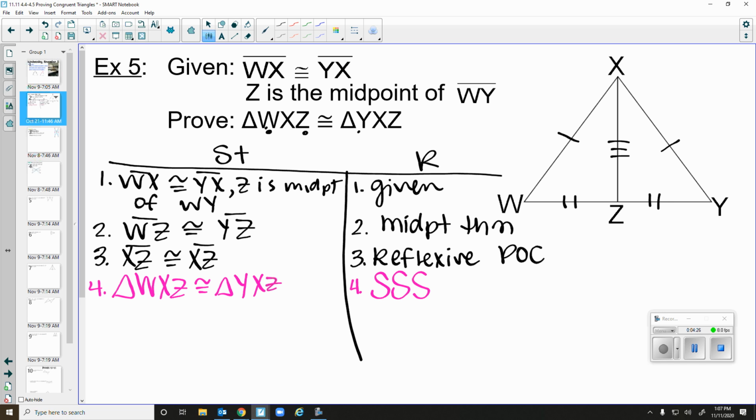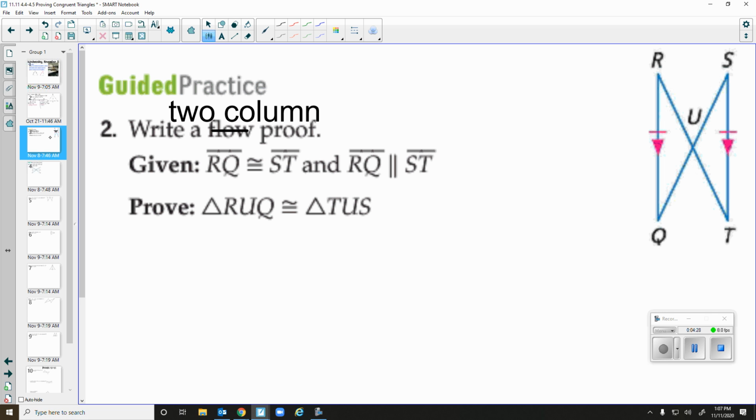Okay, let's look at the next one. Next one says 2-column proof. It's crossed out flow proof. We will get to flow proofs eventually in here. We'll spend a day on it, but until then, we're going to write our 2-column proofs like we have for everything else.